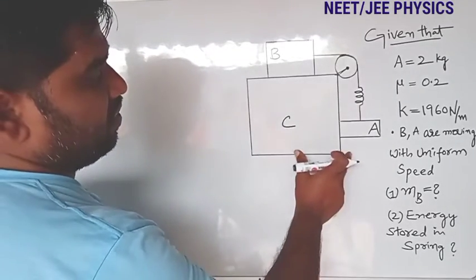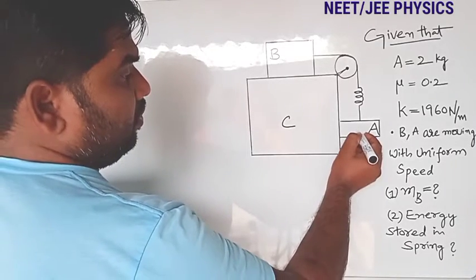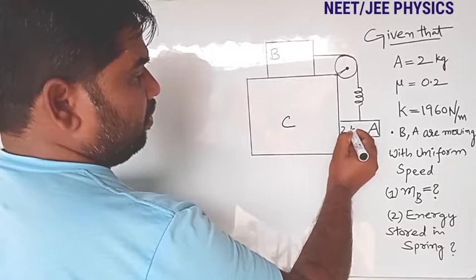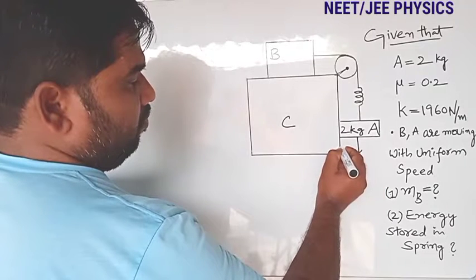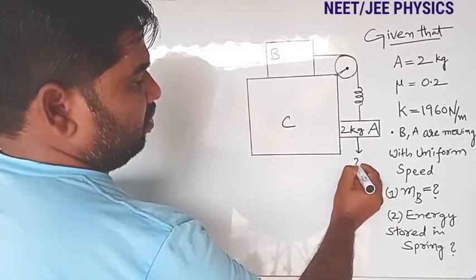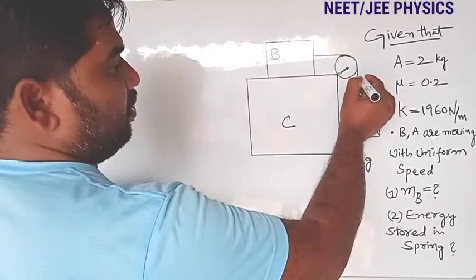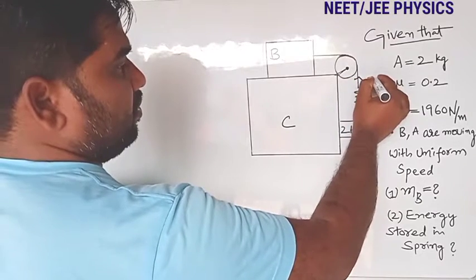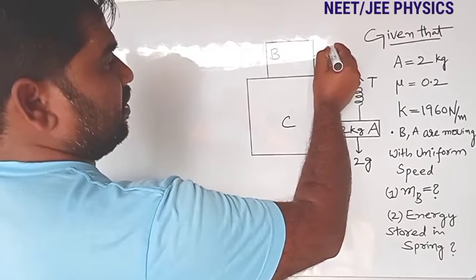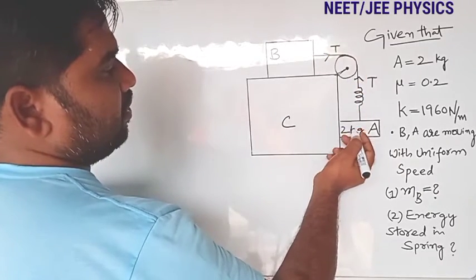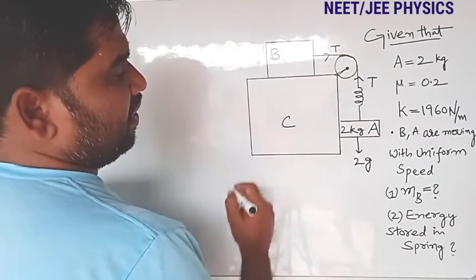So before going to solve this problem, what are the forces acting on the blocks? This is the 2 kg block. Its weight, 2G, is acting in the downward direction. At the same time, the tension in the string acts in the upward direction. Along this string, the tension is the same everywhere, that's why here it is T. Here the string and pulleys are massless and frictionless.